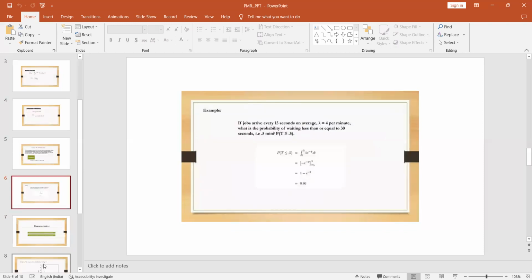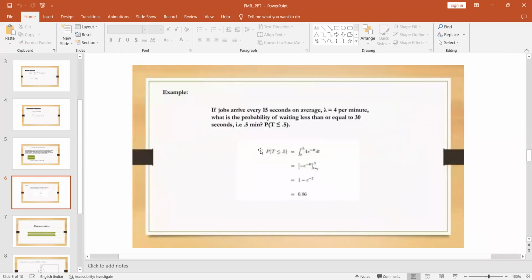And the second example: if a job arrives every 15 minutes on average, lambda is equal to 4 per hour. What is the probability of waiting less than or equal to 30 minutes? Therefore, P of time less than or equal to 0.5 is the integration from 0 to 0.5 of lambda e to the power of minus lambda t dt, and getting the calculation, 1 minus e to the power of minus 2 is equal to 0.86.